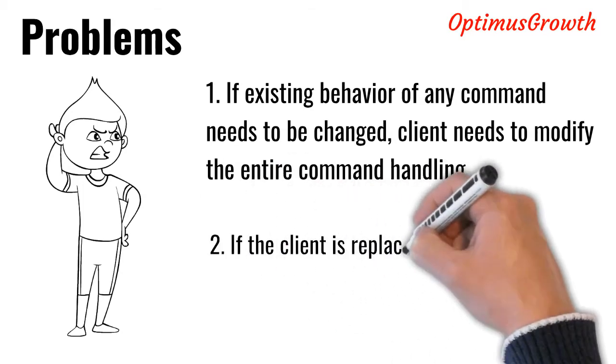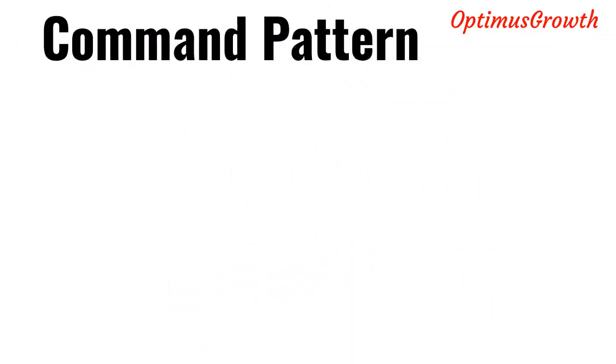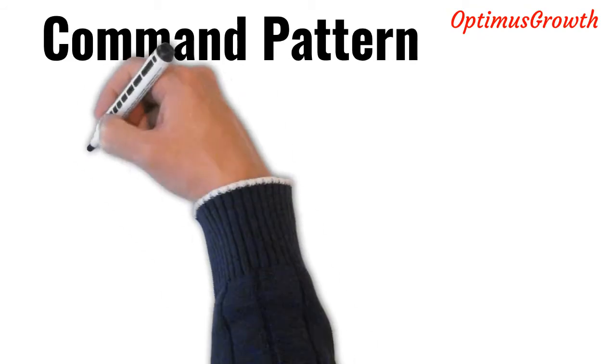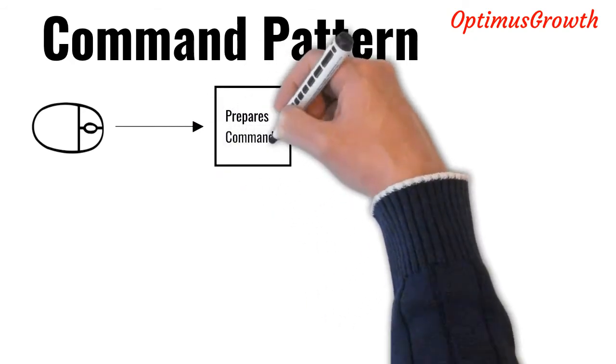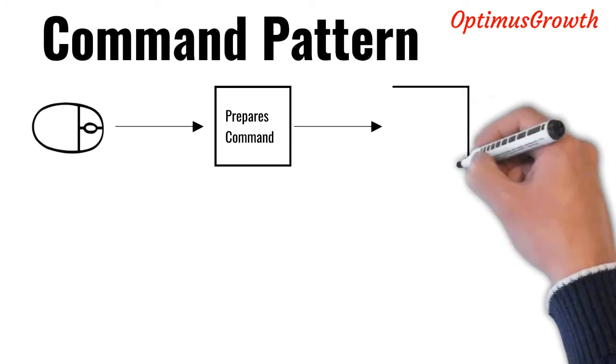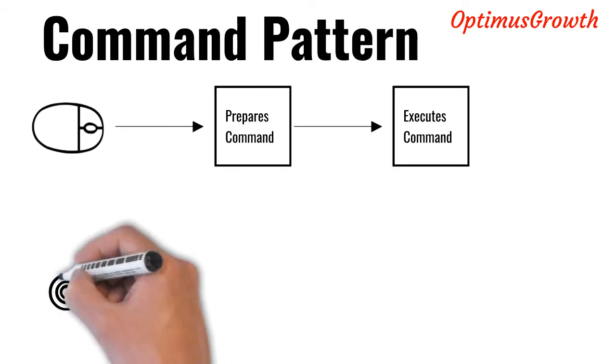The second problem occurs when the client itself is replaced or a new client is added which also demands the same kind of behavior, like the motion sensor. It will have to repeat all the code to invoke the same set of commands, but with different events. Well, the solution to this is the command design pattern, which simply asks to create multiple sets of commands and recommends that the client should only know how to prepare and execute those commands without worrying about the internal behavior of the command.